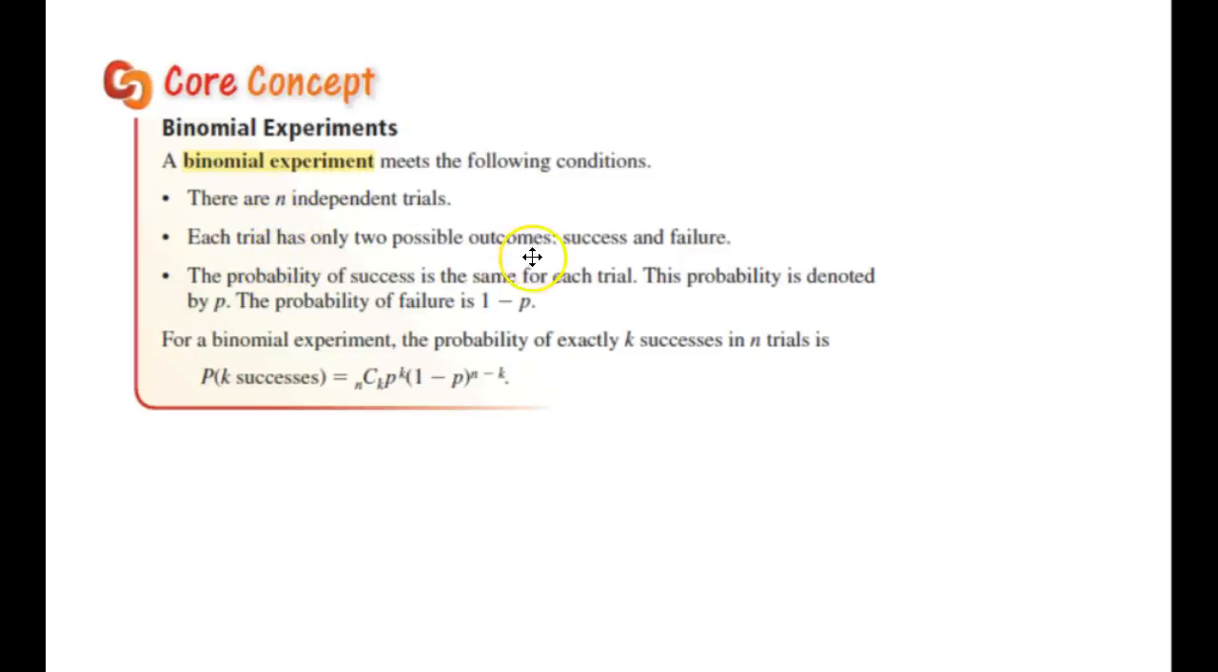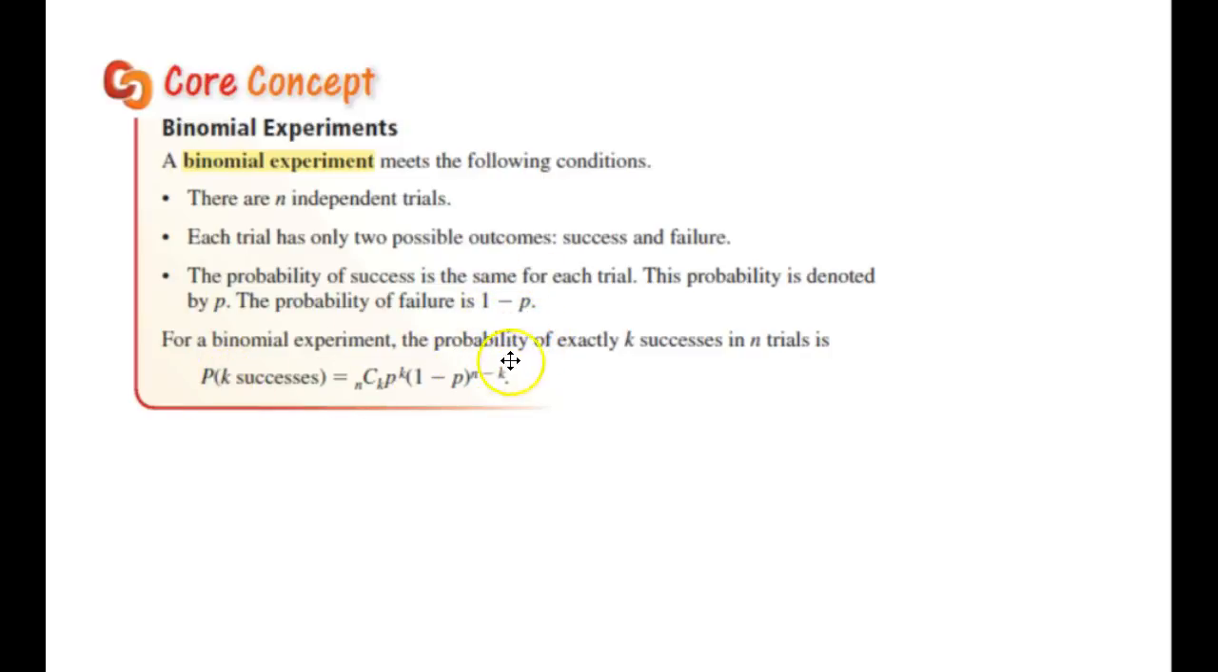Each trial has 2 outcomes, right? This is where the binomial comes into play. It's either a success or it's a failure. The probability of the success is the same for each trial, and this probability is denoted by p, right? So the probability of success is p, and the probability of failure is what's left over, so it's 1 minus p.